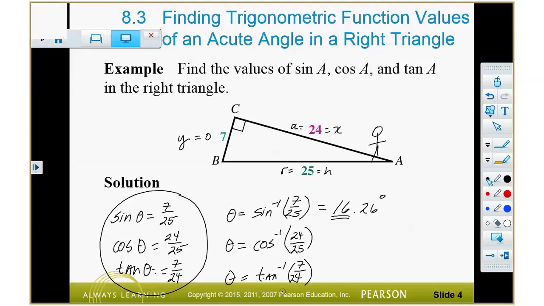Now, what if you put your little man here? Well, now his foot is on the what? Is on the adjacent and the what? The hypotenuse. It's always on the adjacent and the hypotenuse. Now his opposite is here, which means that that's y.